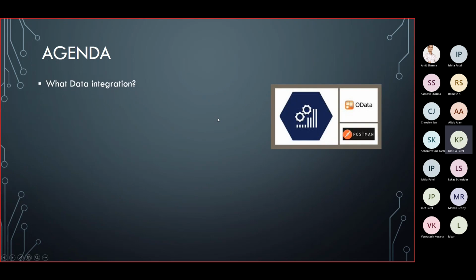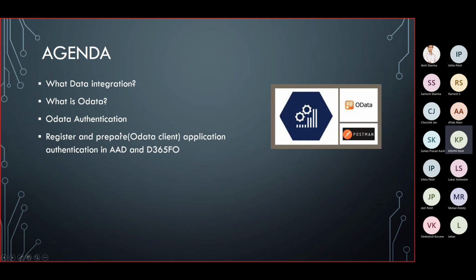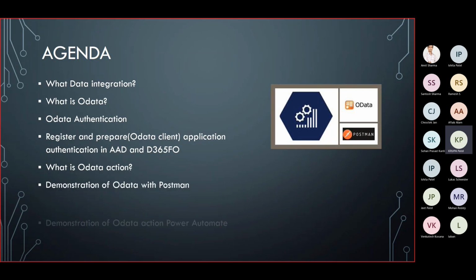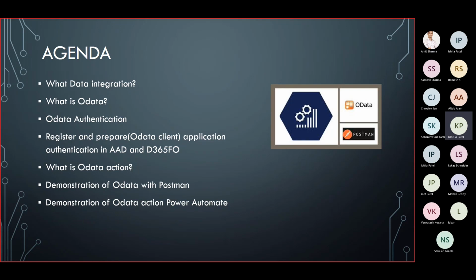Basically I will cover what is data integration, then I will explain what is OData, then we'll explain OData authentication. Then how can we authenticate an OData client in Azure Active Directory and D365 FNO? Then we'll see how to create an OData Action, and we'll see the demonstration of OData with Postman. We'll also see the demonstration of OData Action with Power Automate Flow. And lastly, we'll go through the CRUD operations with Power Automate Flow.